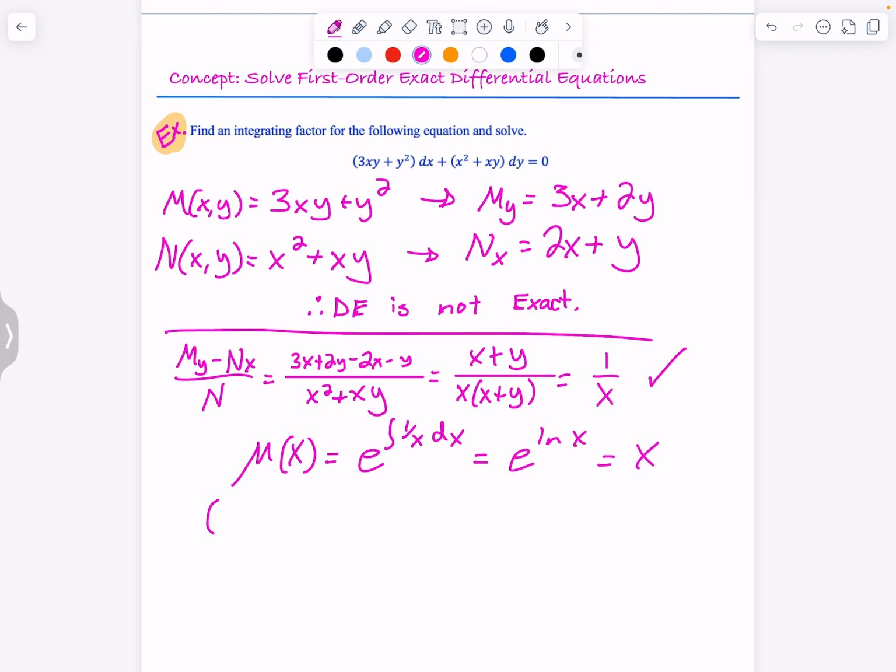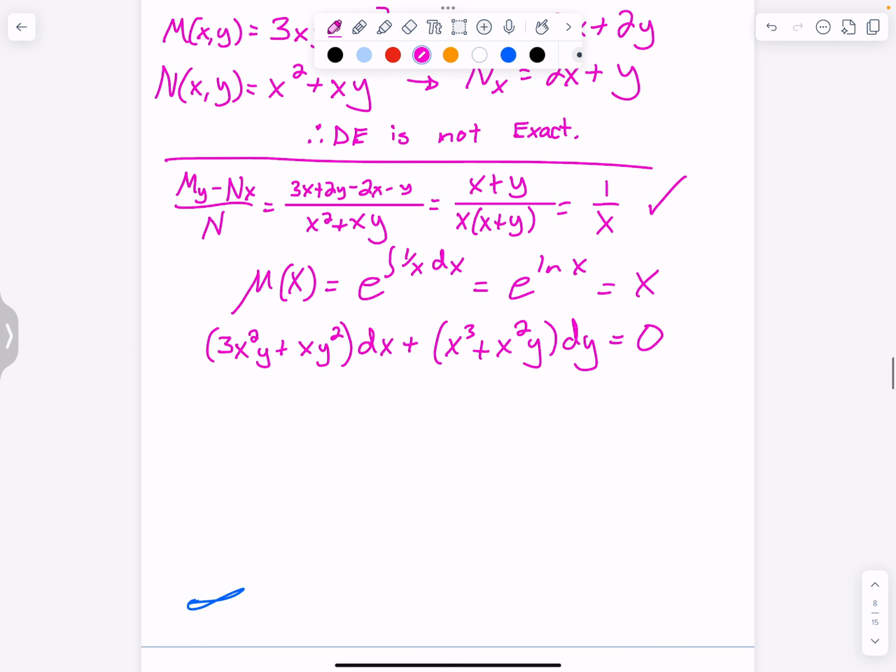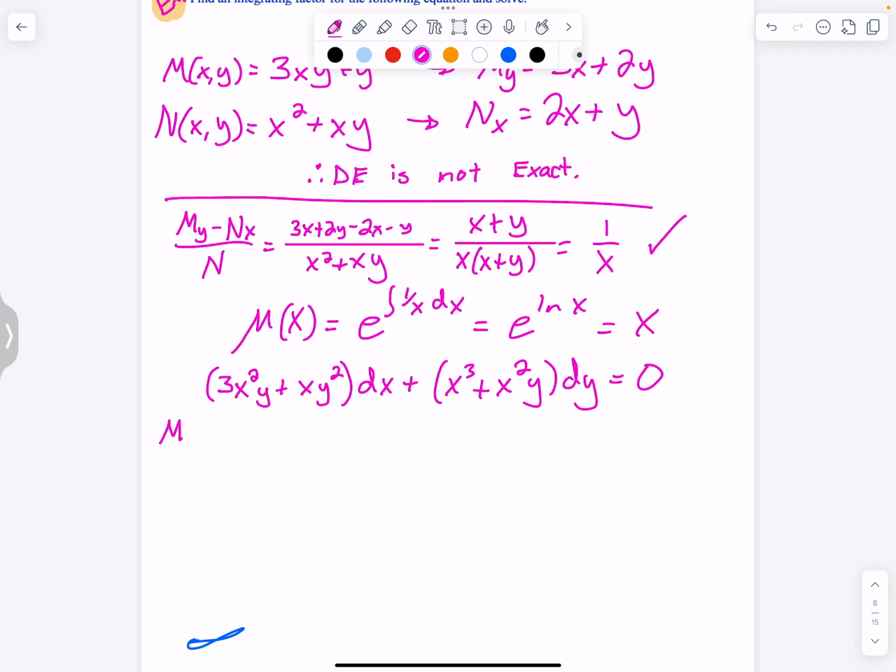So let's go ahead and do that. We get 3x squared y plus xy squared dx plus x cubed plus x squared y dy, and then that's still 0 on the right side. So now I want to check to see if it's exact, but let's not call it M again, let's call it M star, because it's not the same.